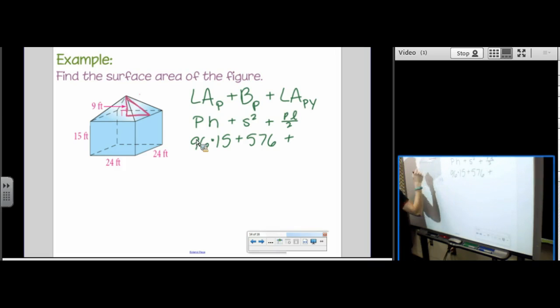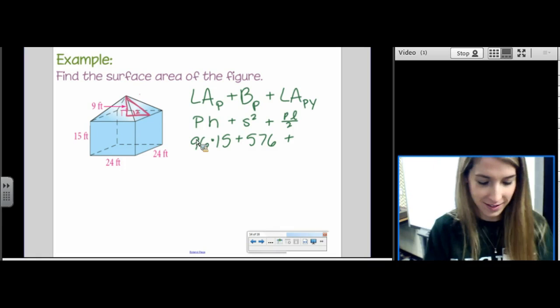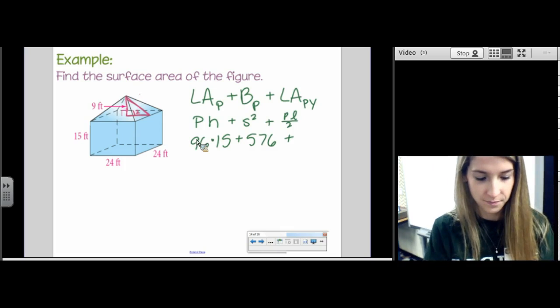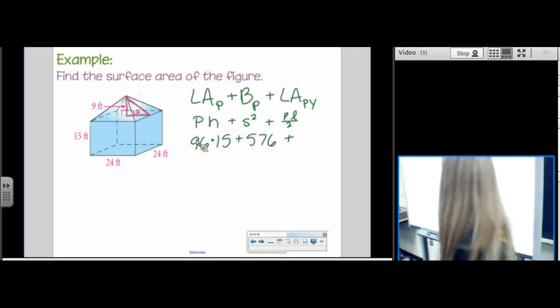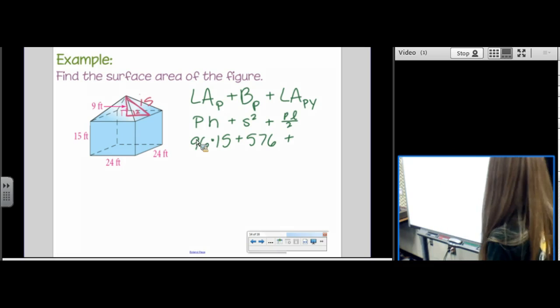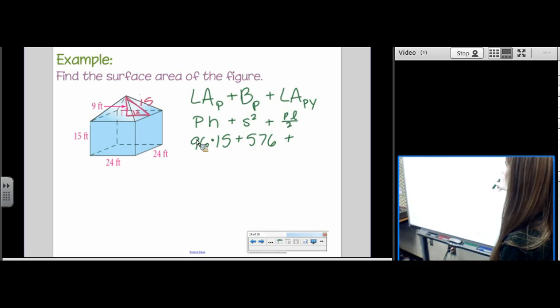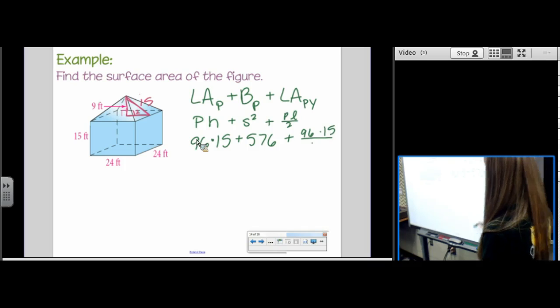In this triangle, we have 9, we have 12, and thank the Lord that that's a Pythagorean triple. 15, right? Oh my goodness, so much easier than that other one. 9, 12, 15. Hallelujah. So, P is the same as the other one. It's still 96. L is the slant height, 15, divided by 2.